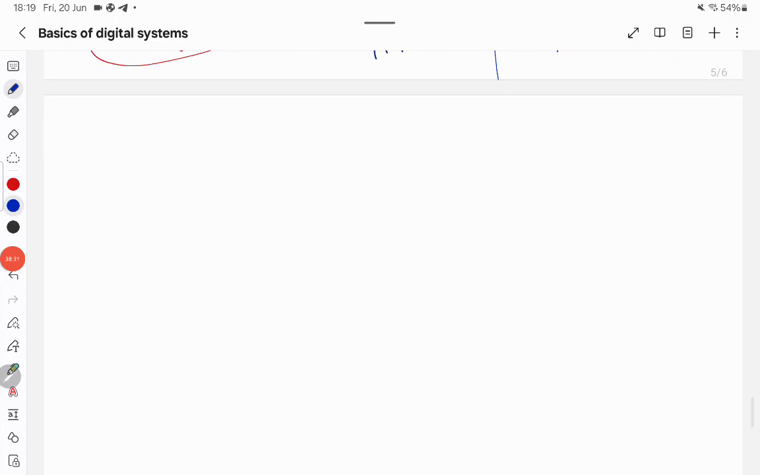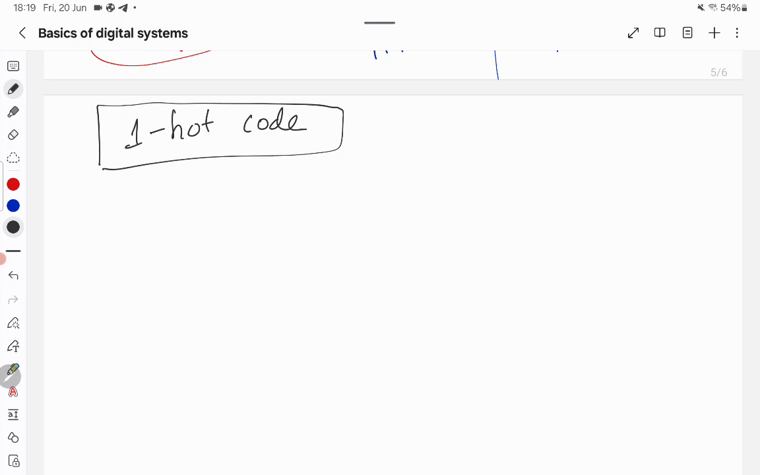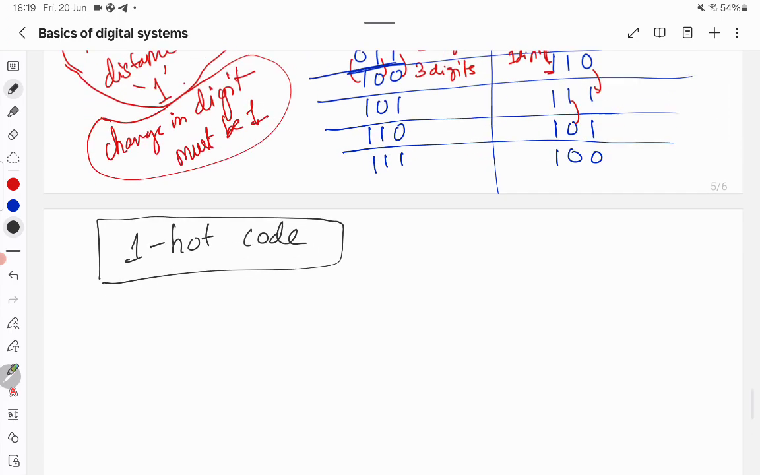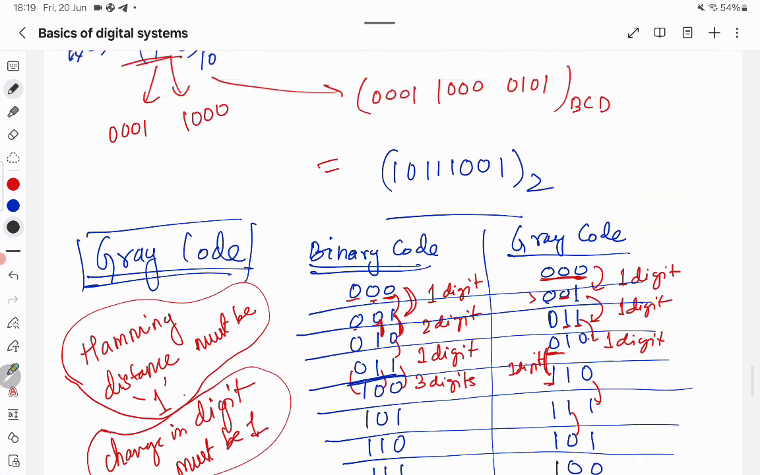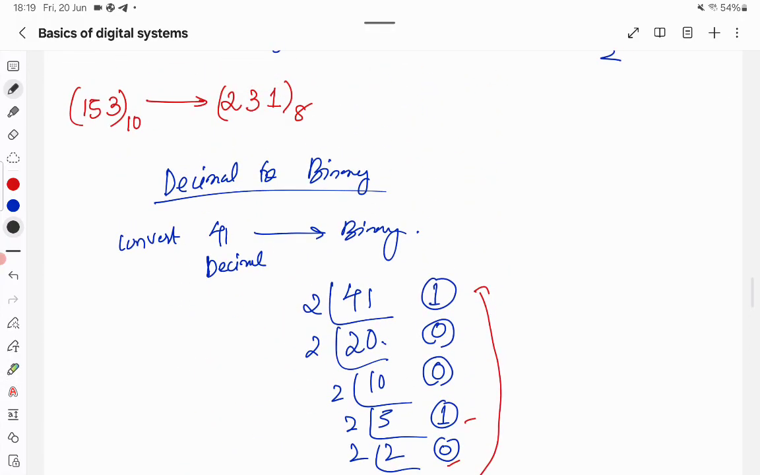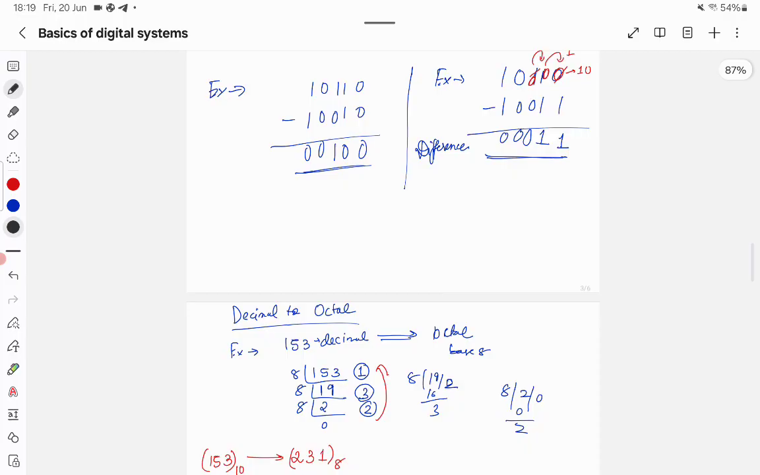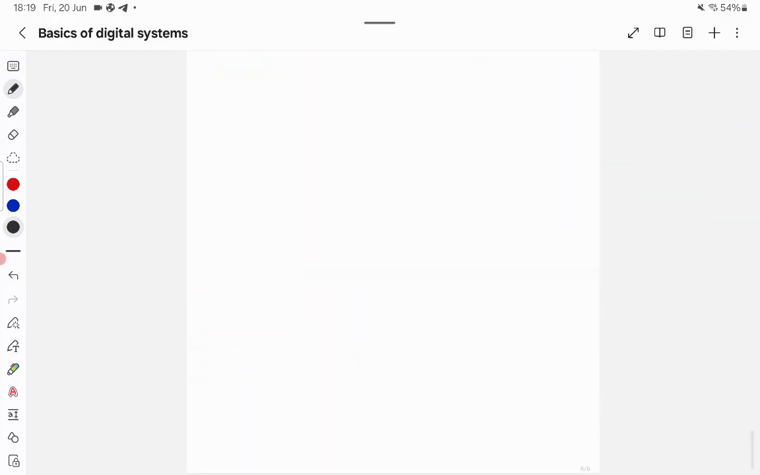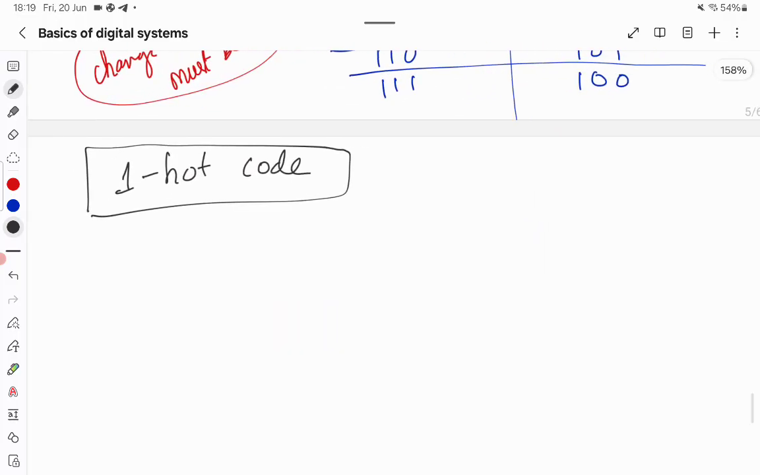Okay, let's study something about one hot code. Basically I'm telling you in a faster way because we will not use it so much. We just need to know what is gray code, what is BCD code, what is binary code, what is decimal, everything you just need to know. So this is the very basic class.